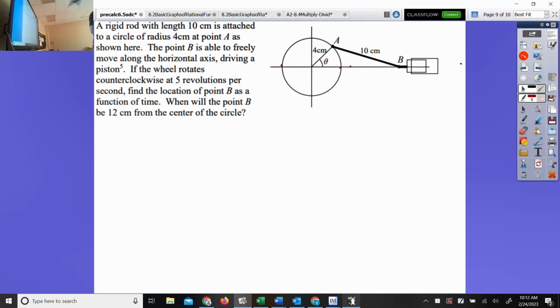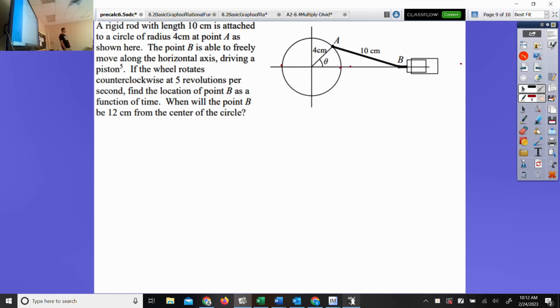So that's your basics of the internal combustion engine, push rod design. A rigid rod with a length of 10 centimeters is attached to a circle of radius 4 centimeters at point A, shown here. The point B is able to freely move along the horizontal axis, driving a piston. If the wheel rotates counterclockwise at 5 revolutions per second, find the location of point B as a function of time. When will the point B be 12 centimeters from the center of the circle?